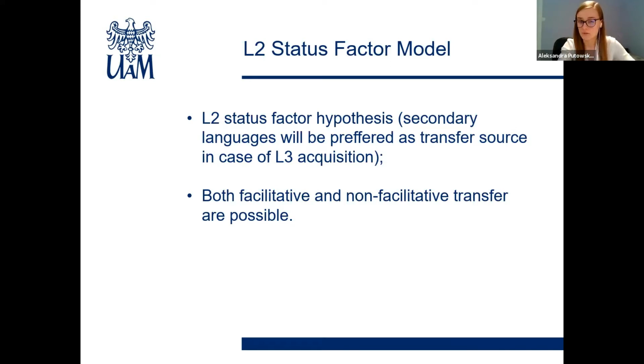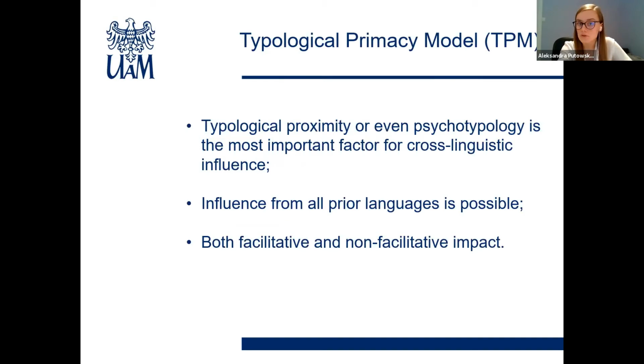According to the L2 status factor model, secondary languages will be preferred as transfer source in case of L3 acquisition, and both facilitative and non-facilitative transfer is possible. According to the typological primacy model, typological proximity or even psychotypology, so how the learner perceives languages, is the most important factor for cross-linguistic influence. Influence from all prior languages is possible, and both facilitative and non-facilitative impact is possible.